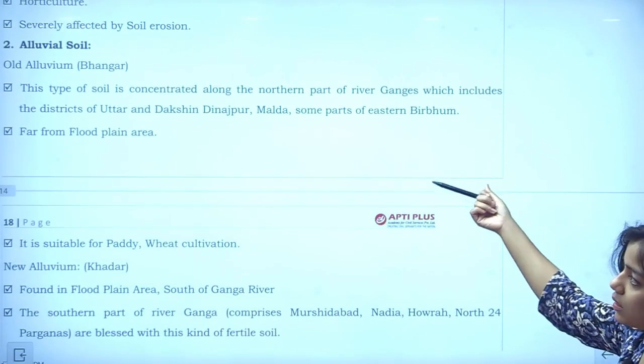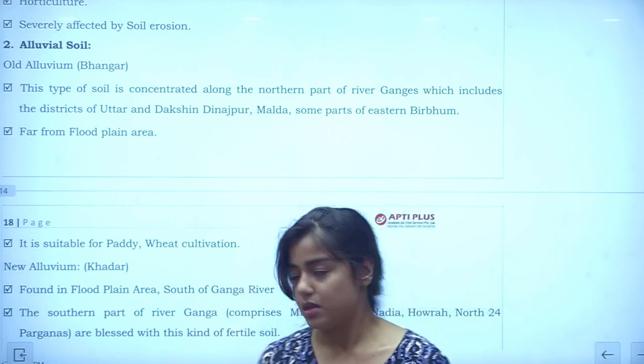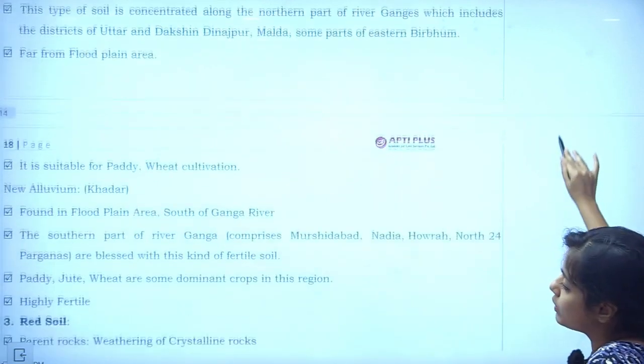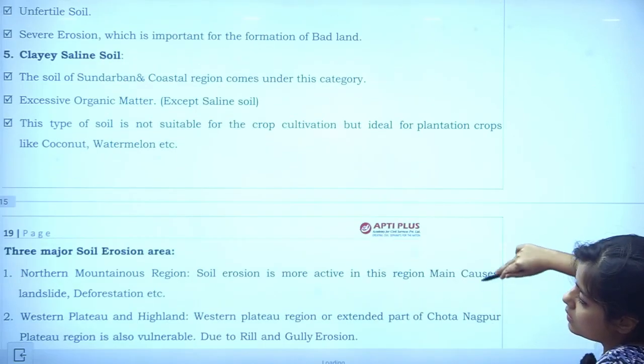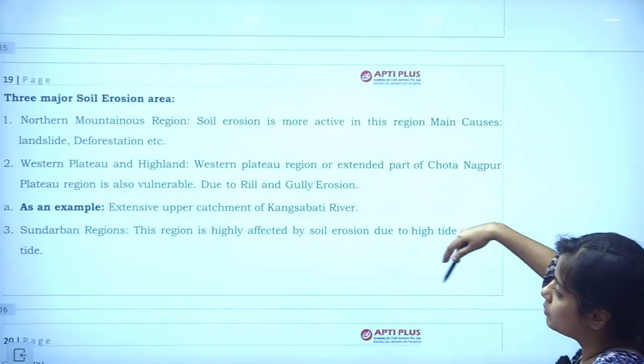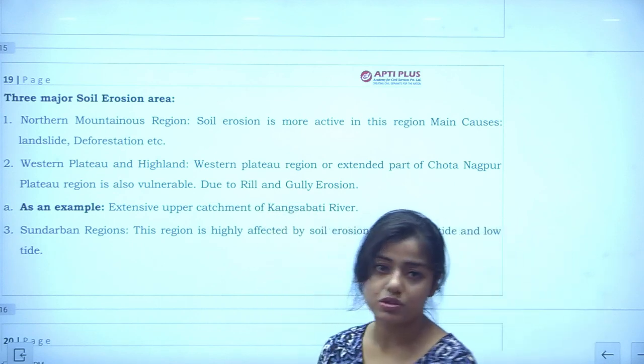Alluvial soil, you see, the characteristics are written here. So if you don't know, you can follow this: red soil, laterite soil, clay, saline soil, and a bit of an idea about soil erosion is given.